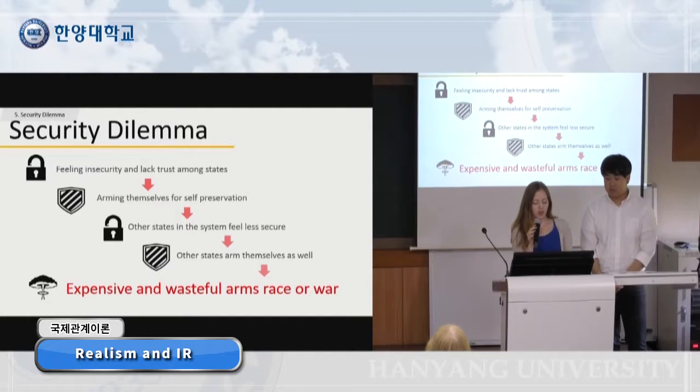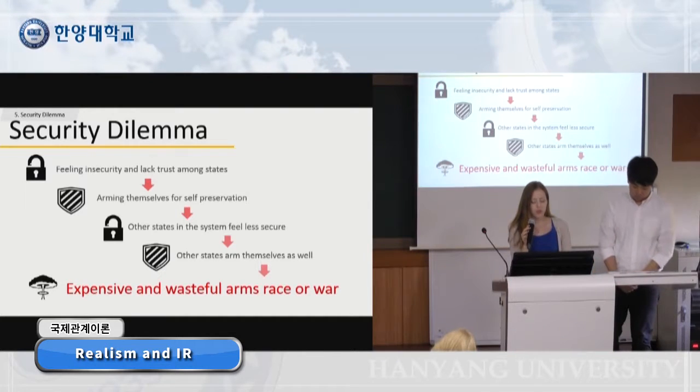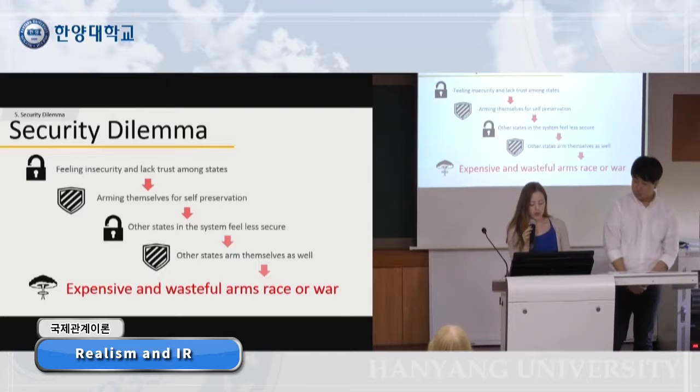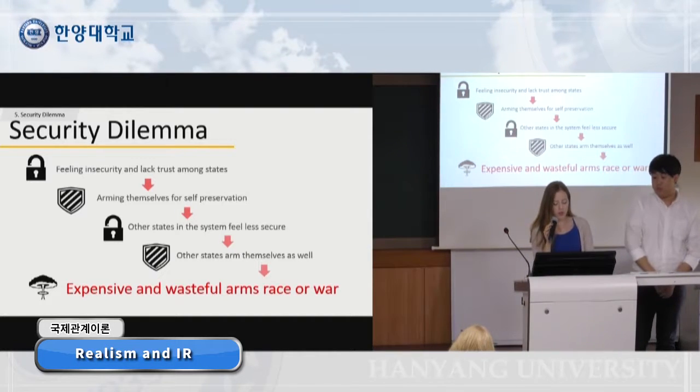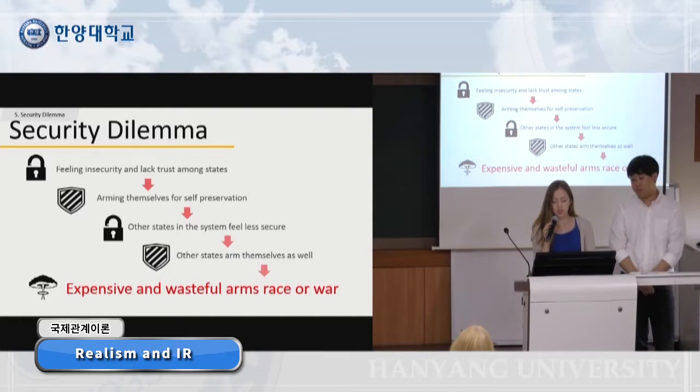Now let's take a look at the security dilemma, which is a result of a self-help system. When states feel insecurity and a lack of trust among states in the anarchic system, they start to arm themselves for self-preservation. But if one state starts to arm itself, even for defensive purposes, it makes other states in the system feel less secure, and as a consequence, they arm themselves as well. That may lead to an expensive and wasteful arms race and even lead to war.